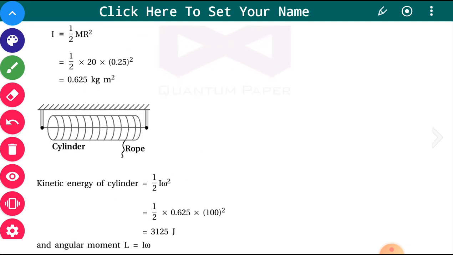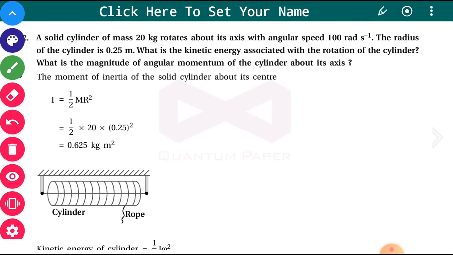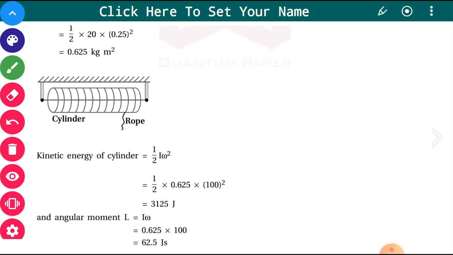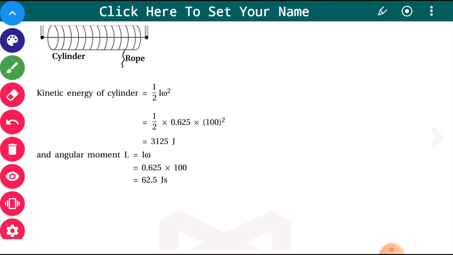I is 0.625, omega is given, 100 radian per second. So we just have to calculate 1/2 I omega square. Very easy to calculate. 3125 joule will be the kinetic energy, and angular momentum L is equal to I omega. Again I and omega are multiplied, then you will get the value of angular momentum.